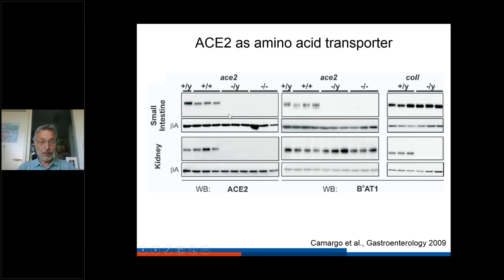So here's a Western blot showing the very same thing. In normal animals, you see ACE2 being there in the small intestine and in the kidney.